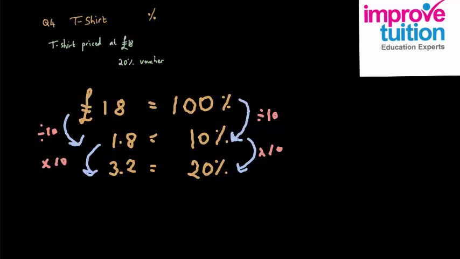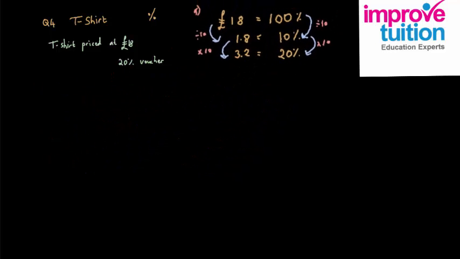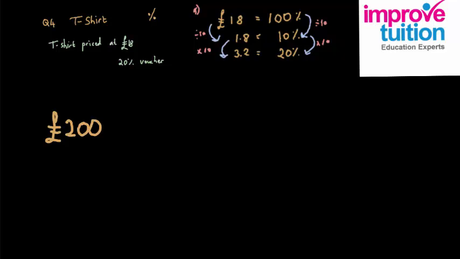£18 equaled 100%. Now similarly, let's say we've got £200 and we earn an interest of 2%. Then we follow a similar process. Let's say the question is asking us how much does she make in interest. So what does she make?